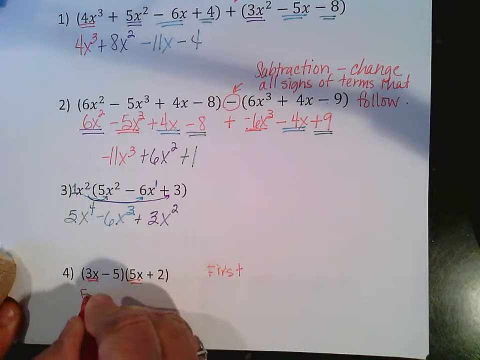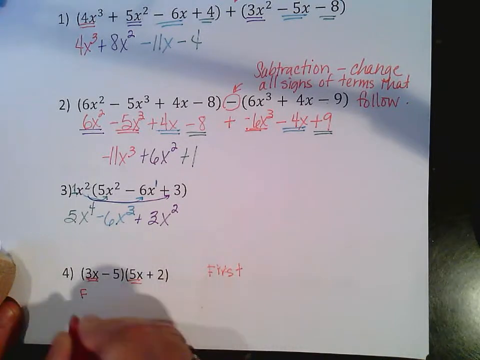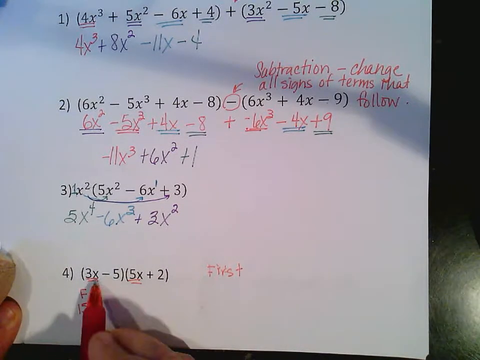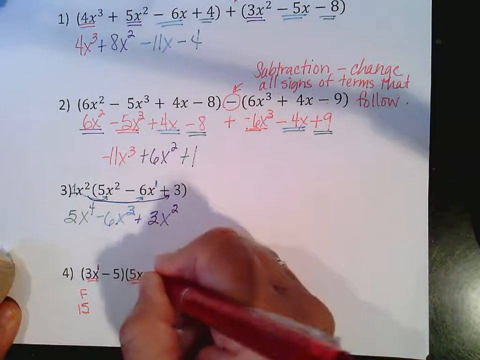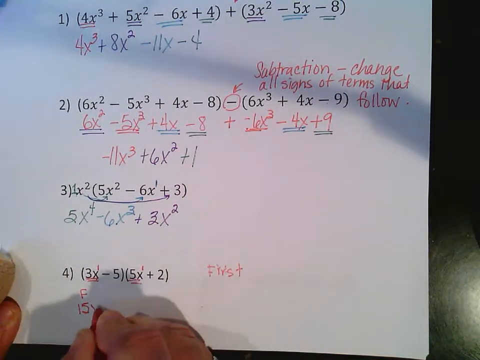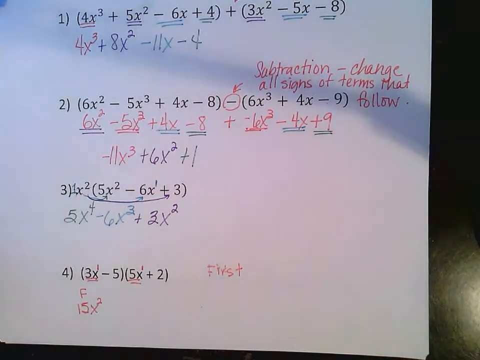So for F, I've got 3x times 5x. 3 times 5 is 15. X times x, we're going to add the exponents. Remember, those are both ones. So it's 15x to the second. That's what I get when I multiply my first term.